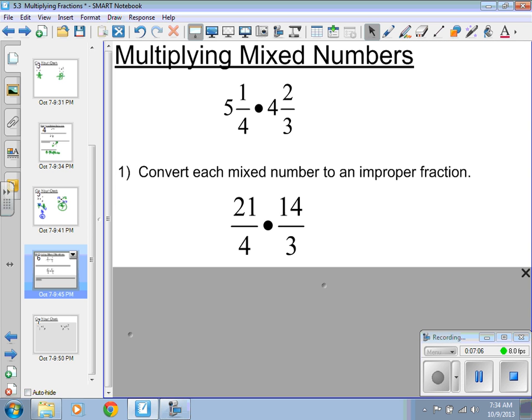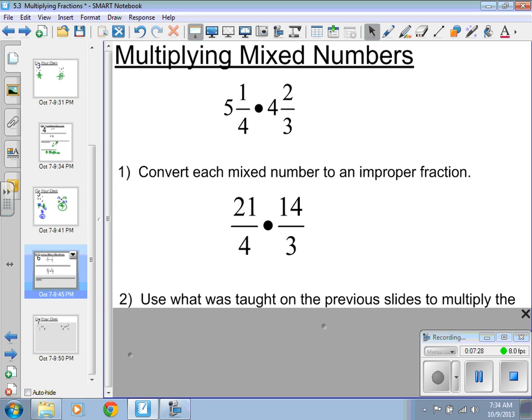So 5 times 4 is 20, plus 1 gives us 21 over 4. 4 times 3 is 12, plus 2 is 14. So that is where we got our 21 over 4 times 14 over 3. So that's converting each mixed number to an improper fraction in step 1.